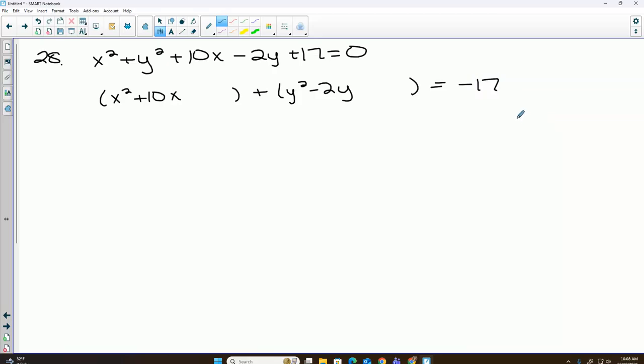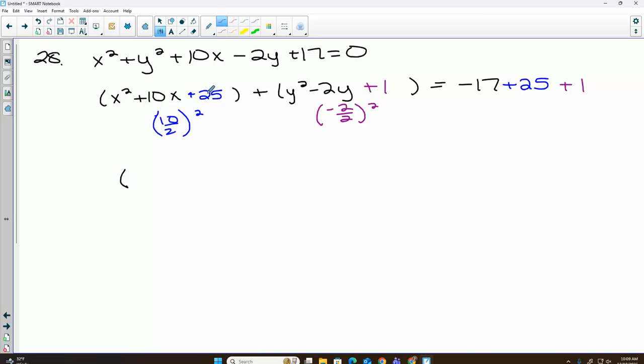How do we complete the square? Take 10 divided by 2, then squared. So 10 divided by 2 is 5. 5 squared is 25. But it's an equation, so if I add 25 to one side, we add it to the other. We do the same thing with our y's. So negative 2 divided by 2 is negative 1, squared is 1. So we add 1 to both sides.